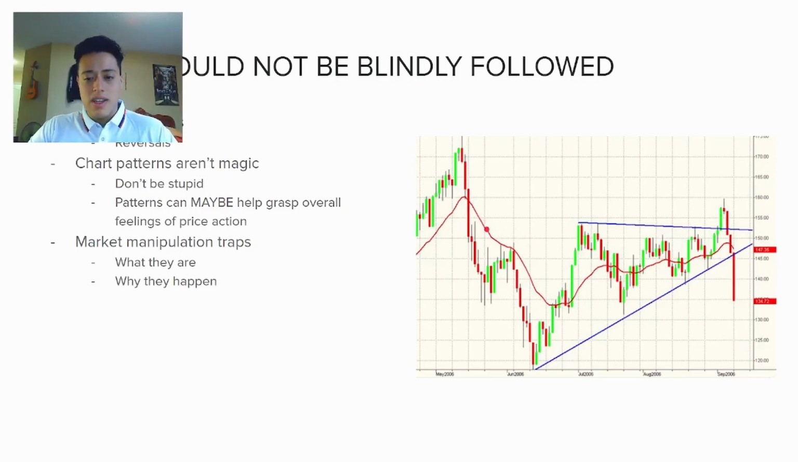So I'm gonna talk about this thing with each individual pattern. You'll see. But like I said, chart patterns aren't magic. Don't be stupid. They can maybe help you grasp the overall feeling of price action and what the majority of the market might be thinking. But you gotta understand that the majority of the market is what's losing, right? So you always want to think opposite of them.